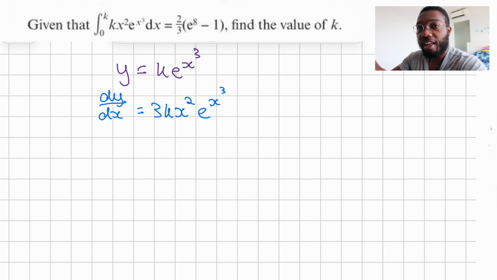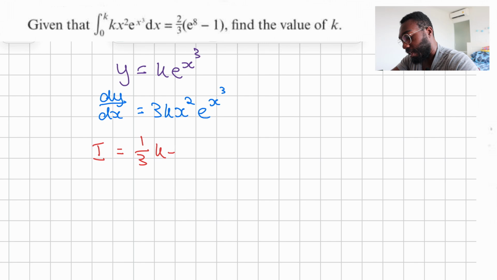So what can we do to get rid of that 3? Well, we can just times by 1 over 3. If we times everything by 1 over 3, that would mean that our answer, let's call it I, would be 1 over 3 k e to the x to the power of 3. So that would be our answer.